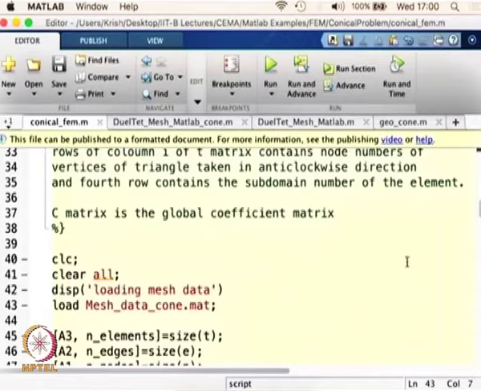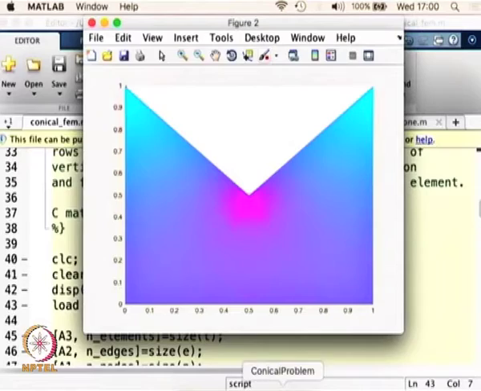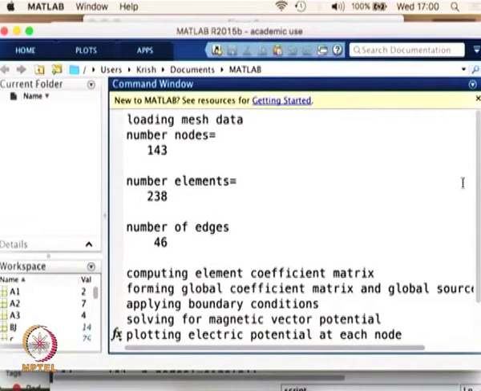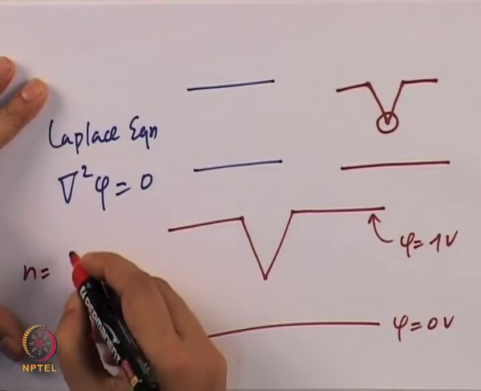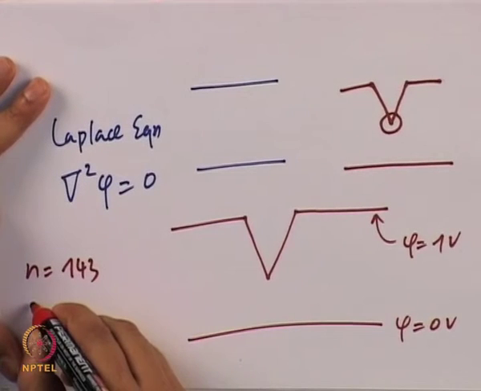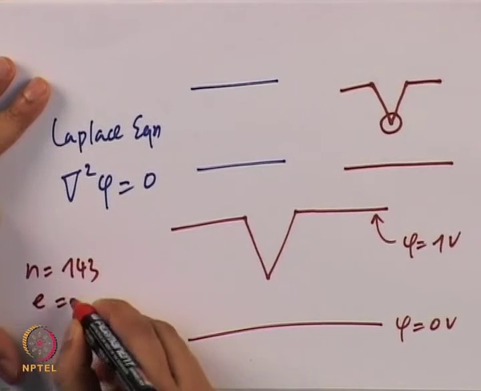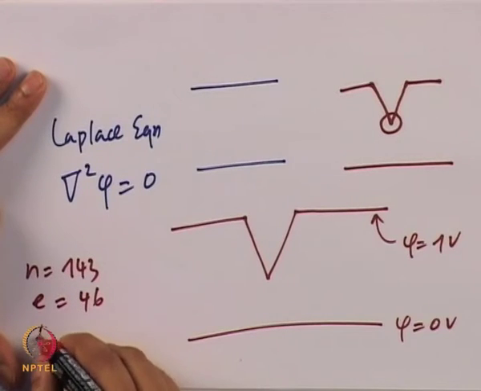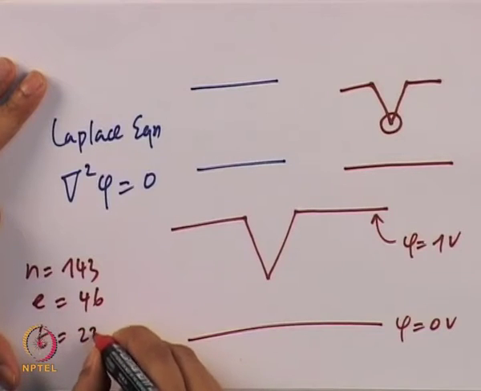So we are going to run this program now to see the outcome. What we can first see is the number of edges, nodes and elements. For the coarse grid that we have chosen, the number of nodes, written as N, is 143, the number of edges, E, is 46, and the number of elements, T, is 238.